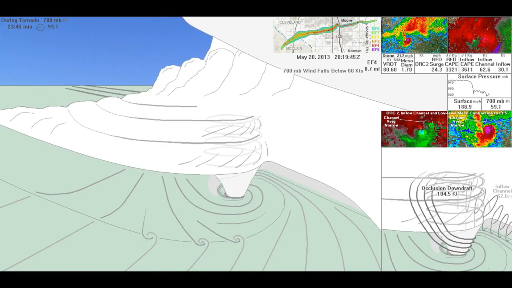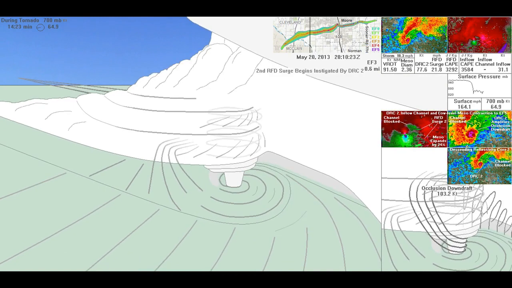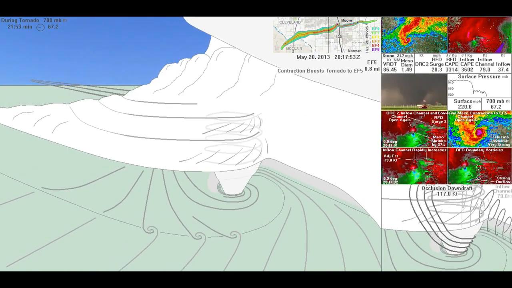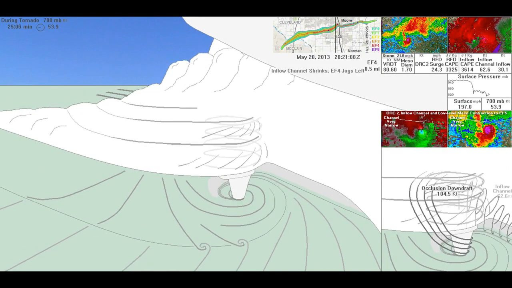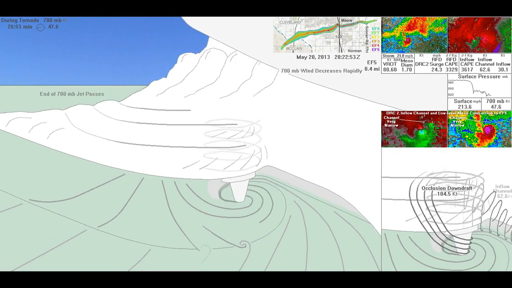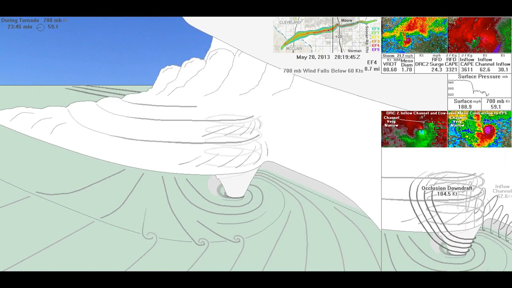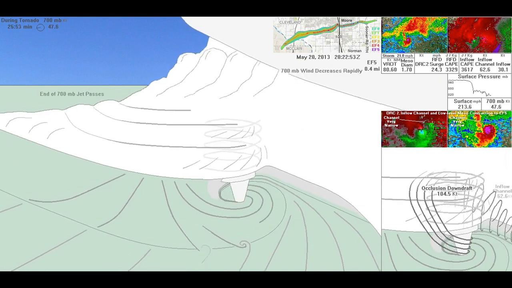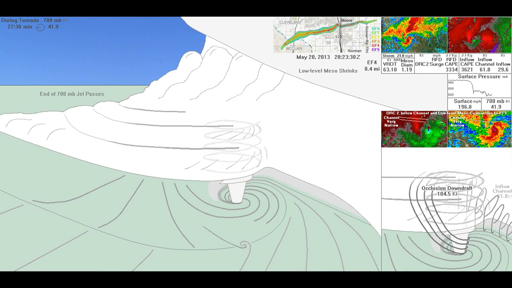And then one thing we want to look at here is that at this time, the end of the 700 millibar jet, which we see to the left, is approaching and then passes. And so notice on the track here at the top of the image, how the tornado jogged to the left and then jogged to the right. It went more northeast and then turned southeast.